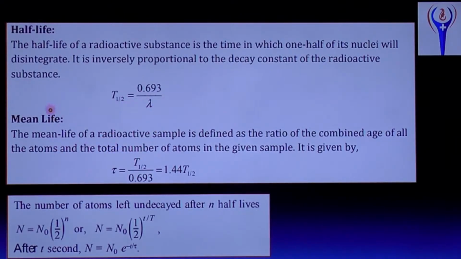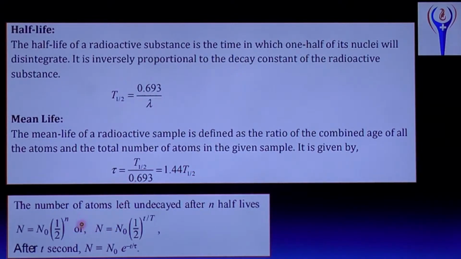Apart from half-life, one more thing is there, that is called mean life. Mean life is denoted by the symbol tau. Mean life is defined as the ratio of the combined age of all the elements and the total number of atoms in the given sample. That is, tau equals T half by 0.693, which equals 1.44 T half, since 1 by 0.693 is 1.44. So tau equals 1.44 times T half. T half is the half-life, and tau is the mean life.